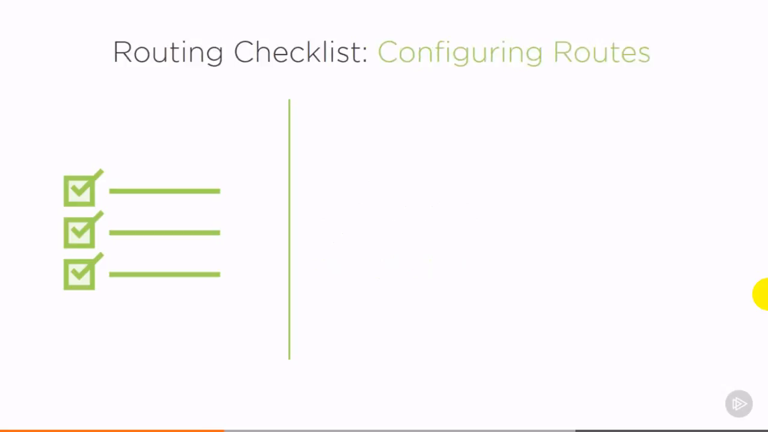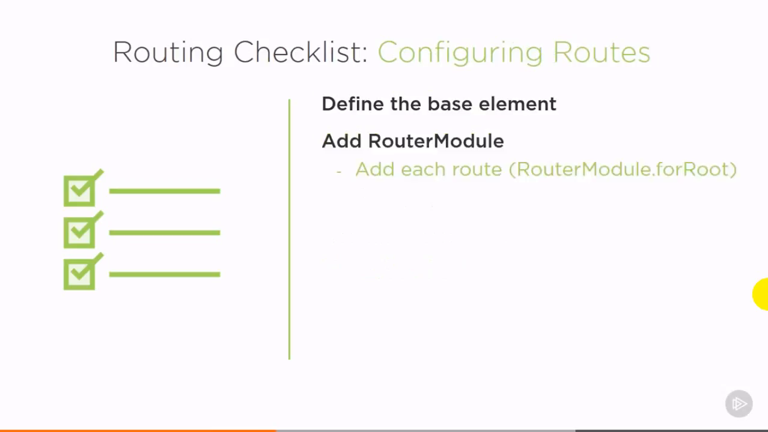The first step for doing routing in an application is to configure the routes. Begin by defining the base element in the index.html file. Add router module to an Angular module's imports array. Then add each route to the array passed to the router module's forRoot method. And remember that order matters. The router will pick the first route that matches.